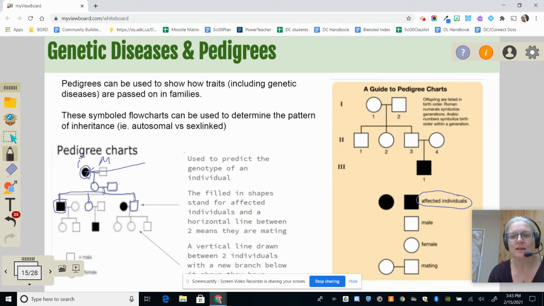Colored in. And if you're not shaded in, you're just open, light colored, it means you are not affected by the disease. So you could be a carrier. We don't indicate carriers in pedigree charts. All we look at is, are they affected or not affected? And then from that information, we can determine if there are carriers.